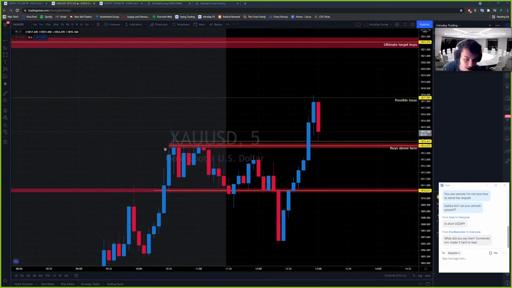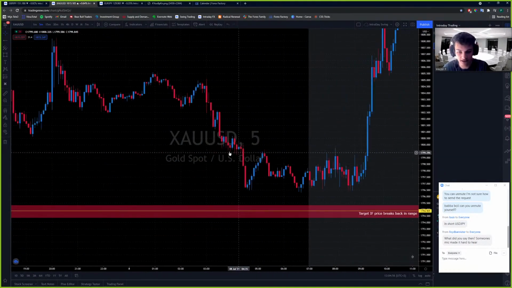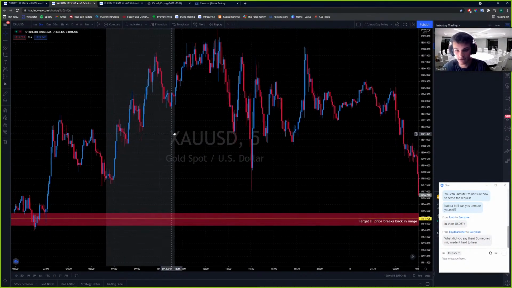So am I going to take buys on gold now? Nope, because this 5-minute is closing way too strong. So if the next one breaks the high, it's a little too strong for a booby trap candle, isn't it? Let me show you guys a perfect example of a booby trap candle.